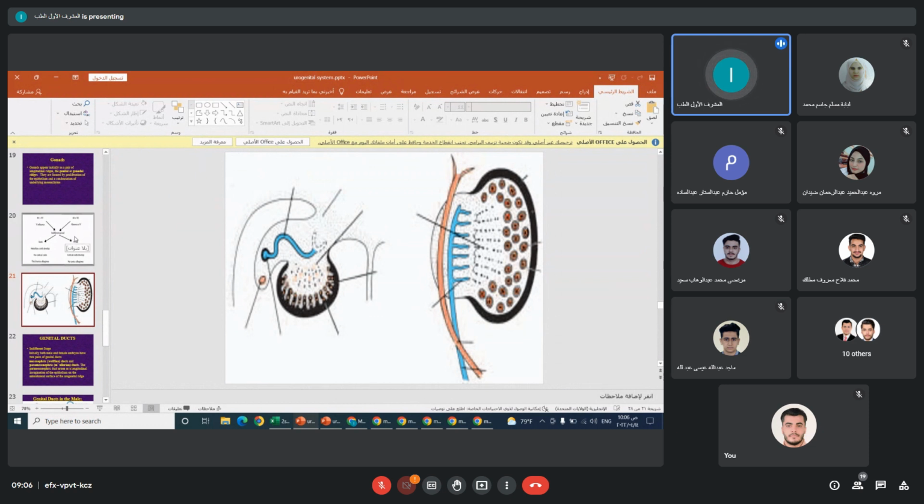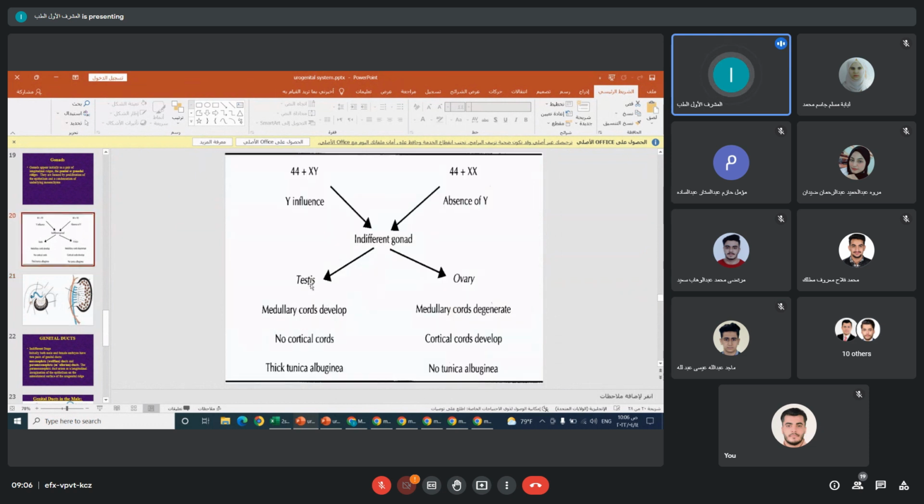We come to the ovary. So here, what is the testis? There is medullary cord, no cortical cords. There is a thick tunica albuginea. While in the female, there is XX, absence of Y, indifferent gonad. Also, there is sex cord. The sex cord develops into the cortex, not in the medulla. Medullary cord degenerates, and there is just cortical cord.